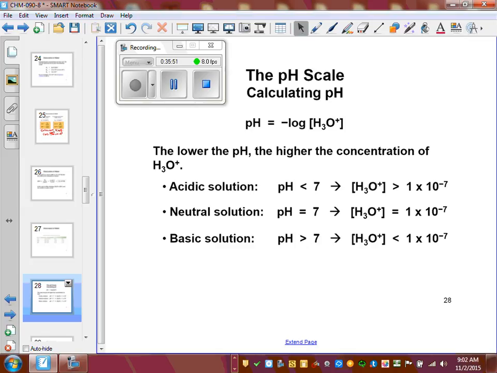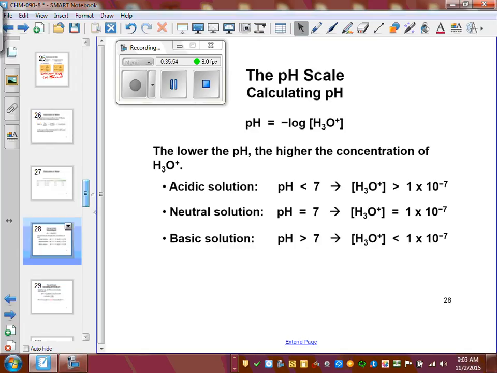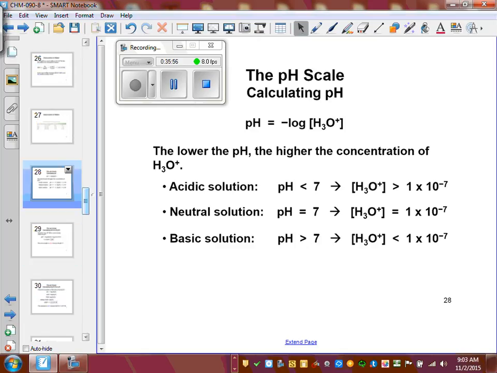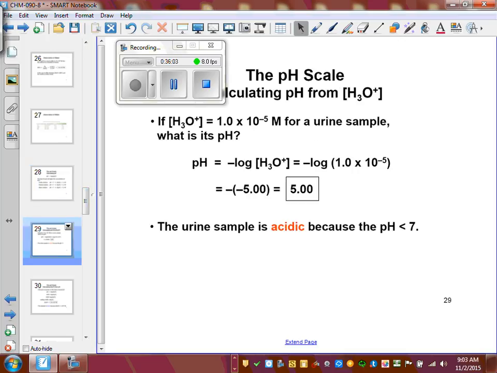Well, we're going to spend some time doing these. So if H3O plus is 1 times 10 to the minus fifth for a urine sample, what's its pH? To do the pH, we take the negative log of 1 times 10 to the minus 5, which is negative negative 5, which is 5. So the urine sample is acidic because the pH is less than 7.